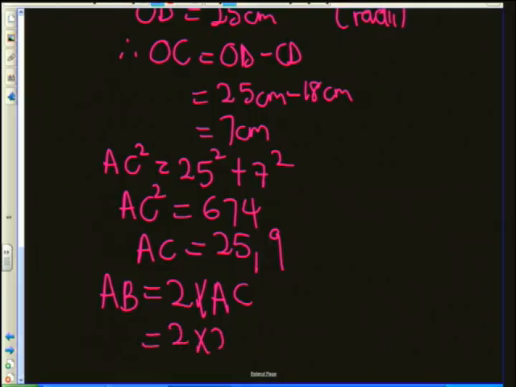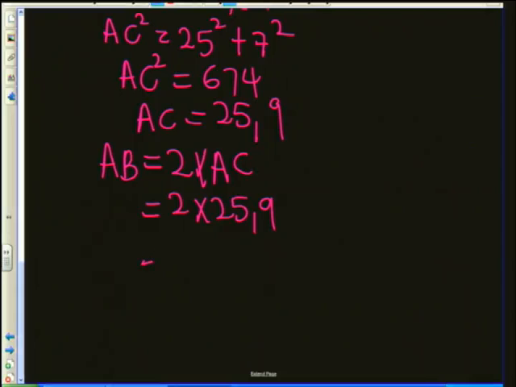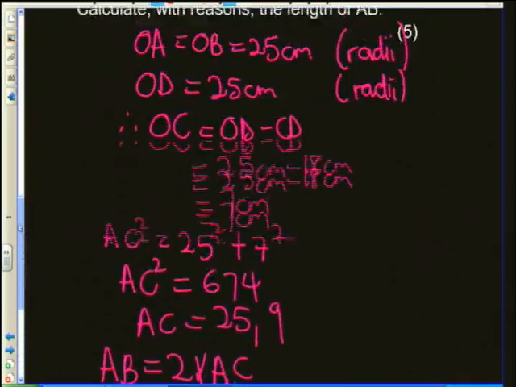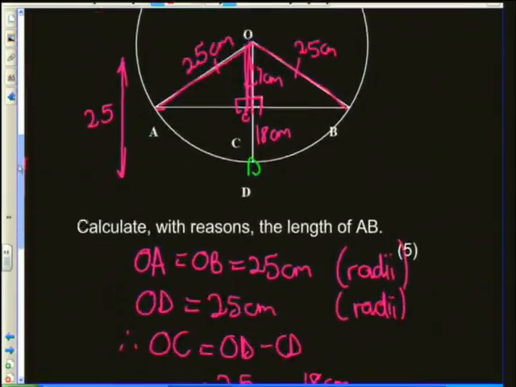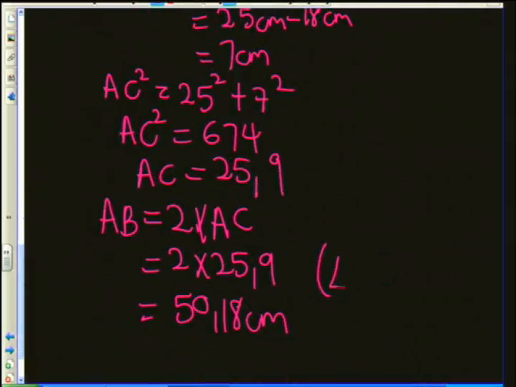So we can say that AB is equal to 2 times AC, which is 2 multiplied by 25,9, which gives me an answer of 50,18 centimeters. And the reason will be triangles are congruent. So triangle OAC is congruent to triangle OBC, and that is the length of my AB.